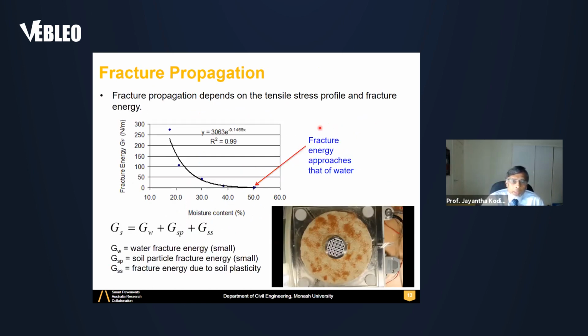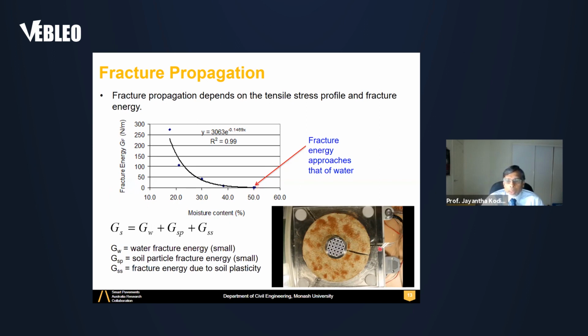Fracture formation requires us to consider fracture energy, because the formation of a surface during fracture requires energy. So what is this energy for soil? Here we have the fracture energy against moisture content. You can see when the moisture content is high, like a saturated slurry kind of soil, your fracture energy is very small, and that approximates the fracture energy of water, like the surface tension based fracture energy of water.